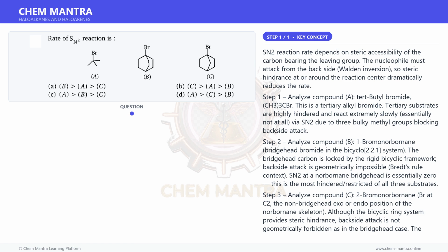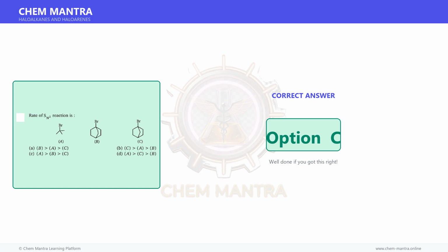Given the ground truth answer is option C, choice A, B, C, the reasoning is: A, tert-butyl bromide, is tertiary but still faster than the rigid bridgehead. B, 2-bromonorbornene, is secondary non-bridgehead and intermediate. C, 1-bromonorbornene, bridgehead, cannot undergo SN2 at all. So the rate is A, B, C. Therefore, the correct answer is C. Therefore, the correct answer is option C.